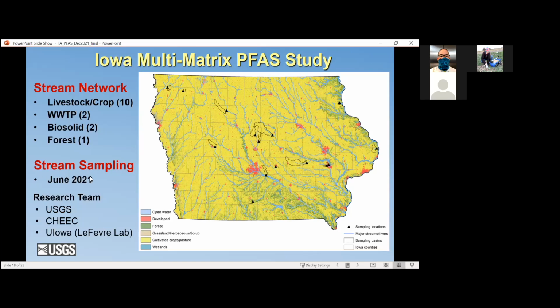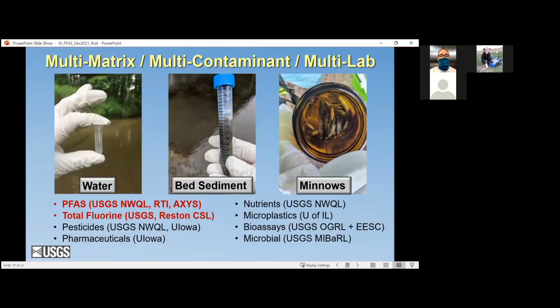That sampling, as I mentioned, is already in the bag. We collected all the samples last June. And this is a broad research team listed here. And again, it's multi-matrix. So we did water, bed sediment, and minerals this time around. It's multi-contaminant. You see the range of contaminants we're looking at, including total fluorine that I mentioned. And it's a multi-lab effort from USGS labs to the University of Iowa, Greg LeFevre's lab, the University of Iowa, and the University of Illinois, measuring for microplastics.